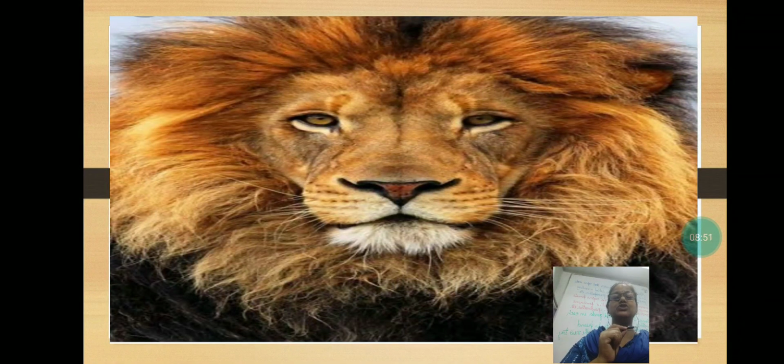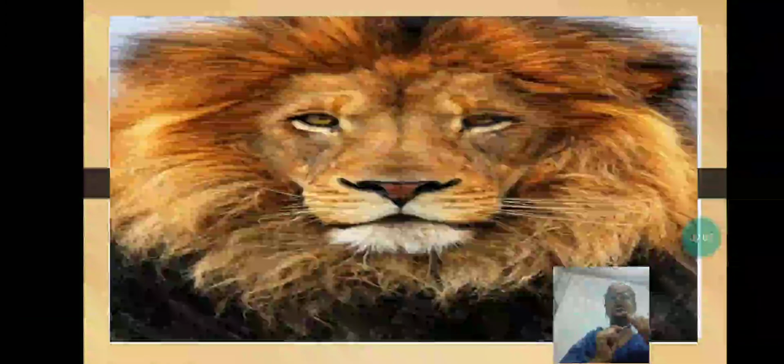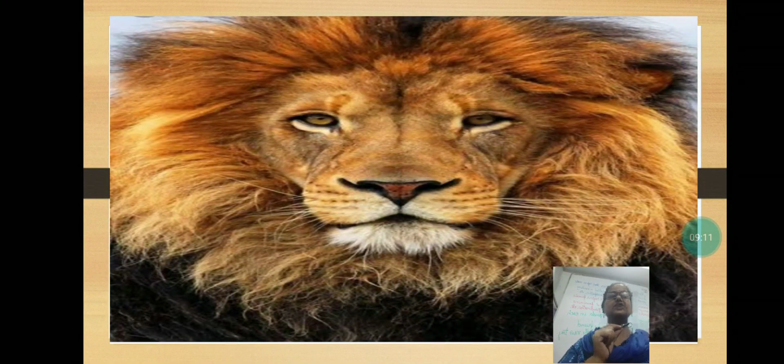Oh, here is the picture of the lion, the king of the jungle. And already you know why it is the king of the jungle, because he is brave, bold, confident, smart, good looking. So we should be brave like a lion, strong like a lion, confident. These are the things we should learn from the animals and develop our confidence.